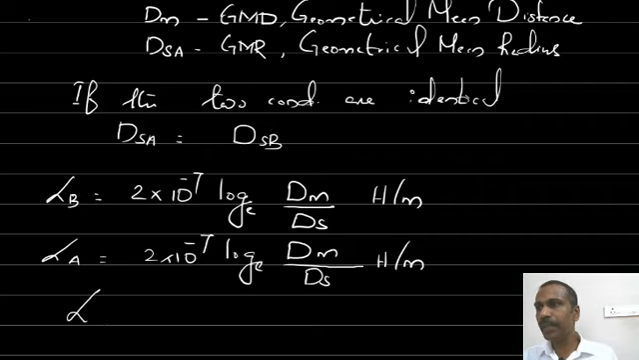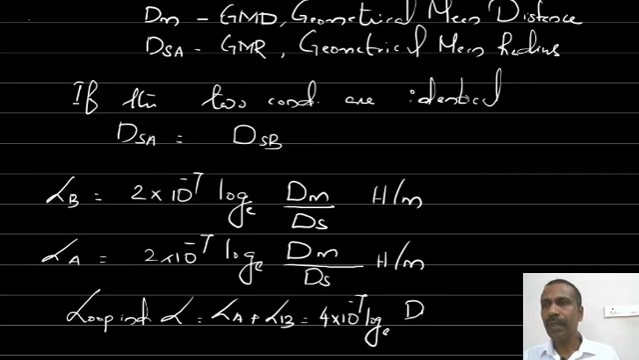What is the total inductance or the loop inductance? L is equal to LA plus LB, which can be written as 4 into 10 raised to minus 7 logarithm to the base e of Dm divided by Ds, where its unit is Henry per meter. This is the total inductance of the composite conductors in the single phase system.